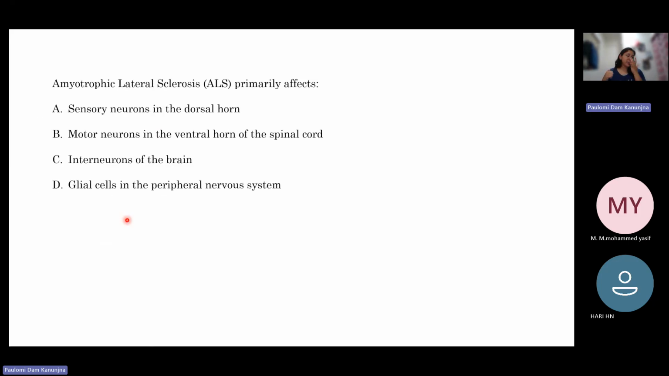Okay, now let's shift our gear from the second disease to the next disease that was part of this week's lecture. The first one was Alzheimer's, second one was Parkinson's, third one was ALS or amyotrophic lateral sclerosis. So let's again start by answering what is ALS? Any idea what ALS means or what it does from the given options?